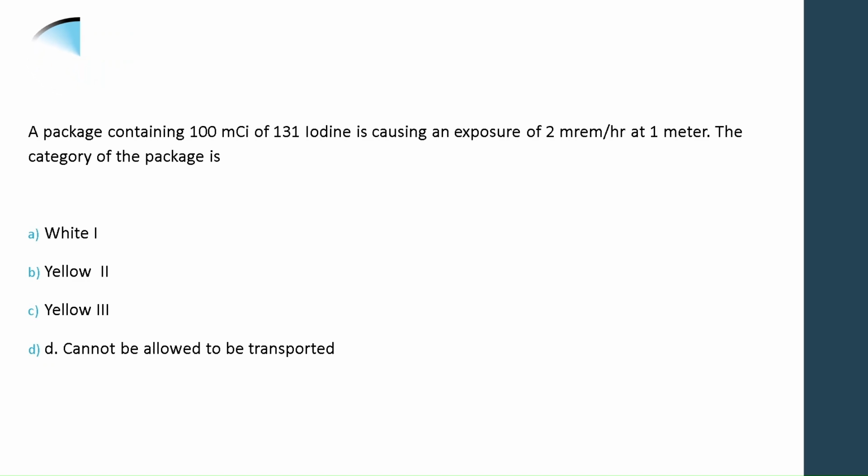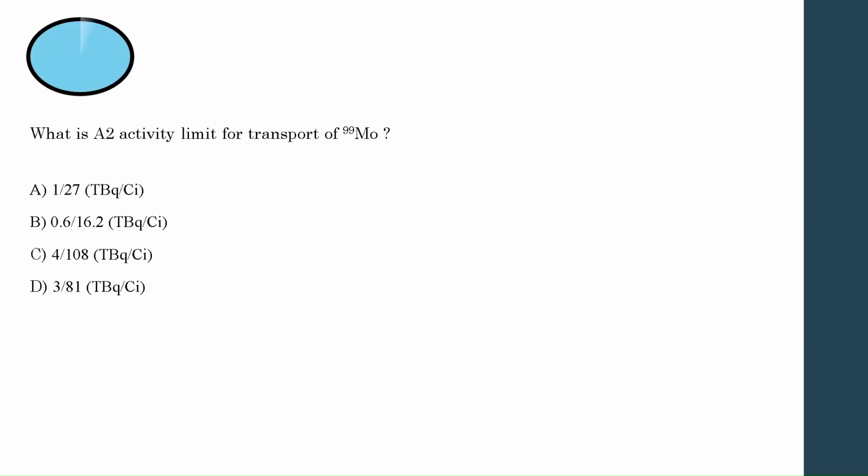So if 100 millicurie of iodine 131 is causing an exposure of 2 millirem per hour at 1 meter, what category is the package? The category of the package is yellow 3. You must remember the maximum radiation level that is allowed at the surface and at 1 meter. For the yellow 3 category, at the surface the maximum permissible is 2 millisievert per hour or 200 millirem per hour. Likewise, at 1 meter, the maximum permissible exposure level is 2 millirem per hour.